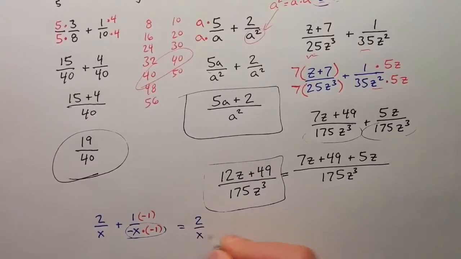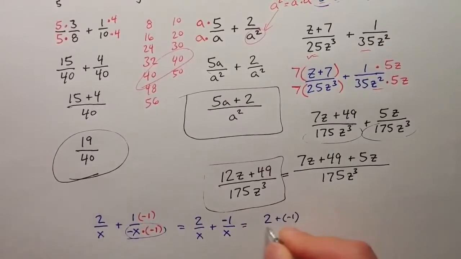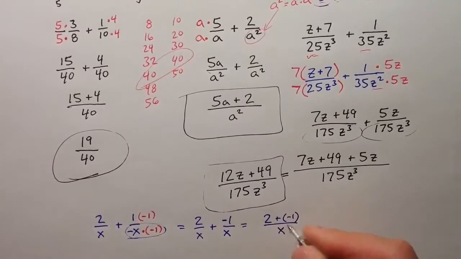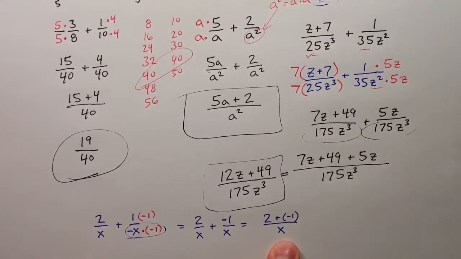I didn't do any changes to that first rational expression. This becomes a positive x, and 1 times -1 is now just -1. So I can put those two things together. I have 2 plus -1 over the common denominator. I don't want to change that denominator. I just make the denominator of the answer x. Of course, 2 plus -1 is the same as 2 minus 1, so I just have 1 over x.